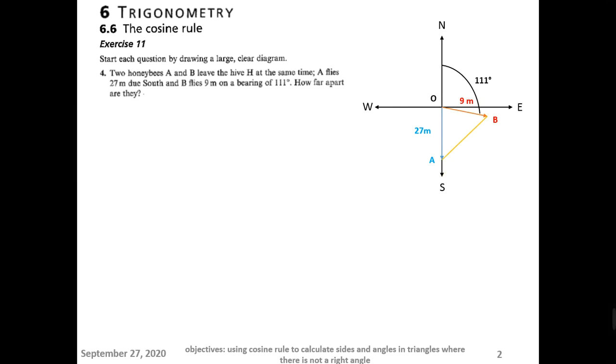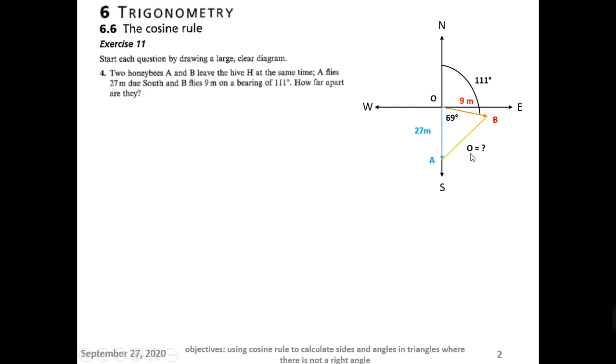Once we draw the diagram, we must name each angle and the opposite side to each angle, as follows. This is the 69. How did we know that this one is 69? Because all of this from the north to the south is 180, and if we subtract the 111 from 180, we find this angle here as 69 degrees.